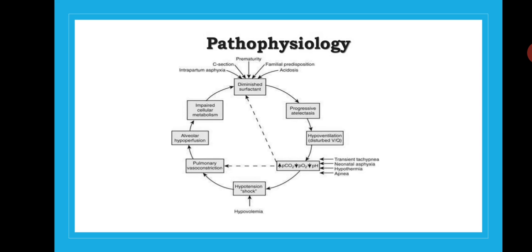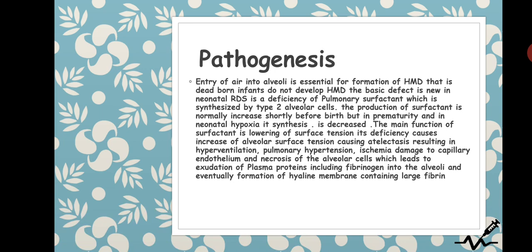Now the pathophysiology. This diagram clearly explains the pathophysiology. Now we'll come to the detailed pathogenesis. Entry of air into the alveoli is essential for the formation of HMD, that is, stillborn infants do not develop HMD. The basic defect in the newborn baby is a deficiency of pulmonary surfactant, which is synthesized by type 2 alveolar cells.